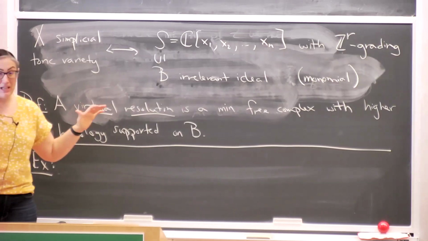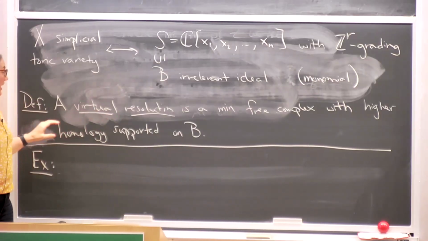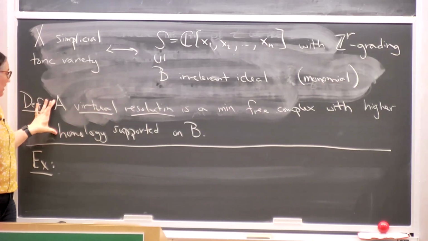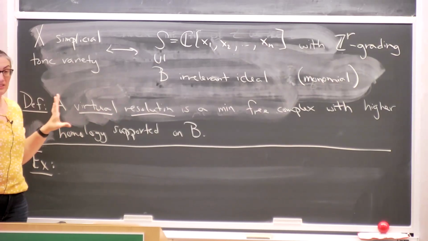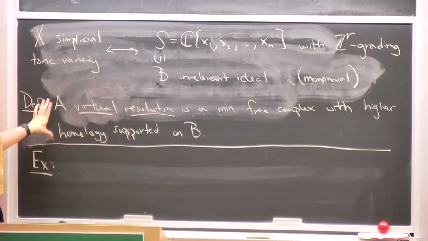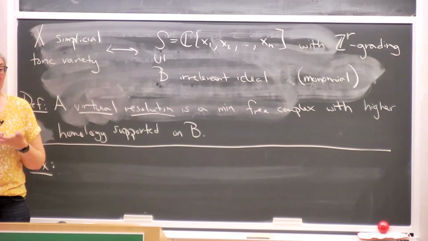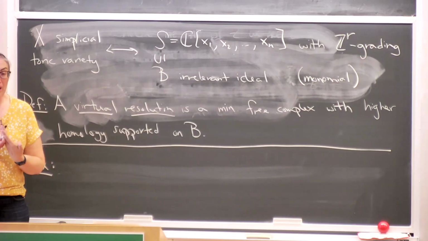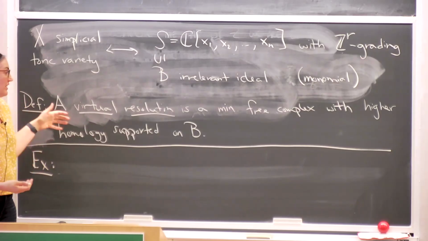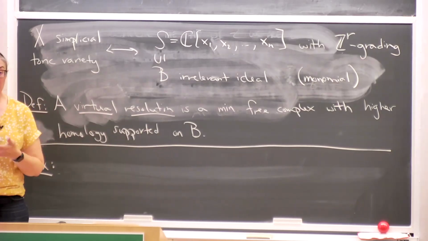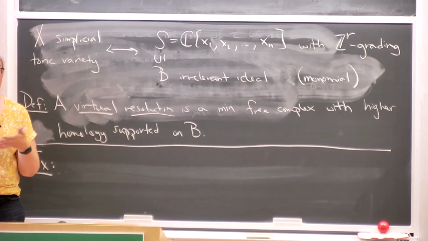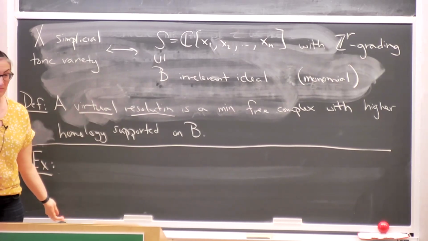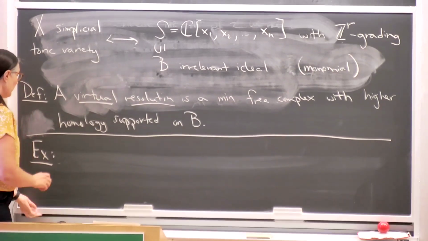But already there are complications. The thing that turns out to be useful to look at are these things called virtual resolutions. The idea is that instead of kernel equals image at each stage as we compute free resolutions, we allow ourselves enough space to have homology supported on B. So our homology has to be annihilated by a power of B. Okay, so let's do an example.